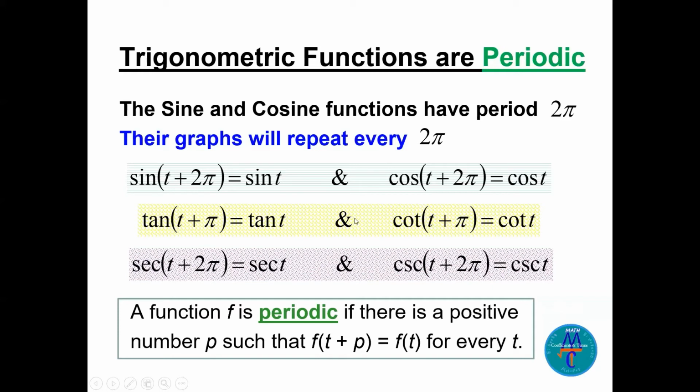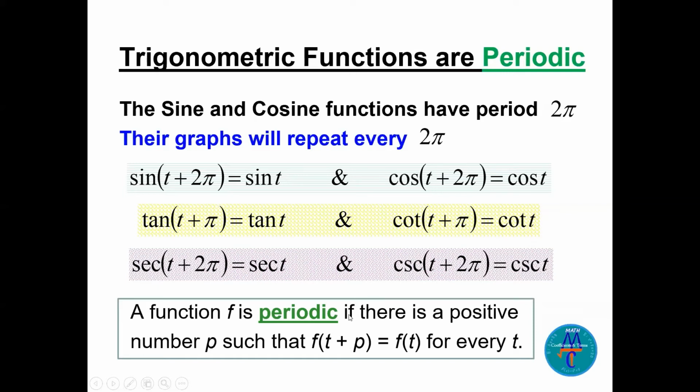The period for tan and the cotan is pi, because tan t plus pi will be tan of t, and cotan of t plus pi will be cotan of t. But the secant and cosecant have a period of 2 pi.